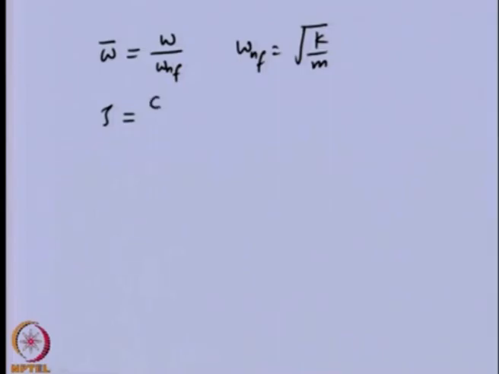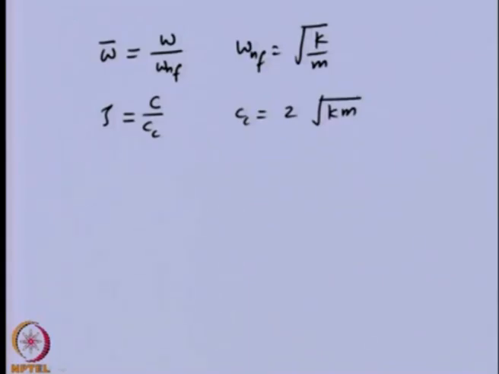We can non-dimensionalize these terms. Let us say I define a frequency ratio as the spin speed divided by the natural frequency, the undamped natural frequency, where the undamped natural frequency is root k by m. I am defining the damping ratio, which is the damping factor divided by the critical damping, where critical damping itself is defined as 2 root k into m.